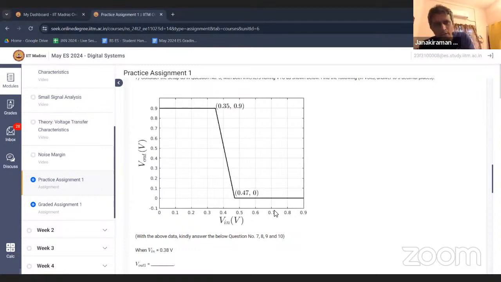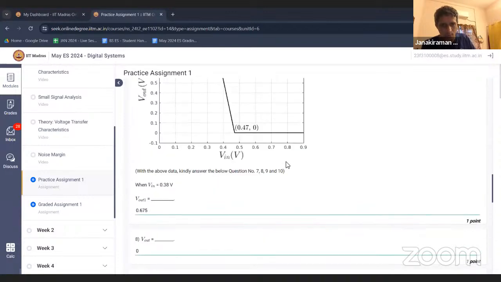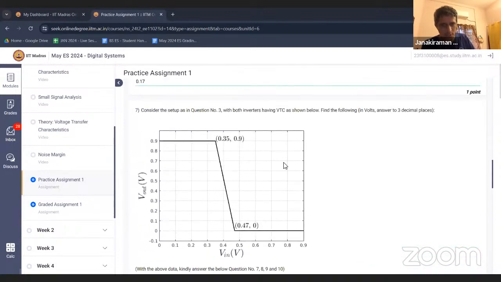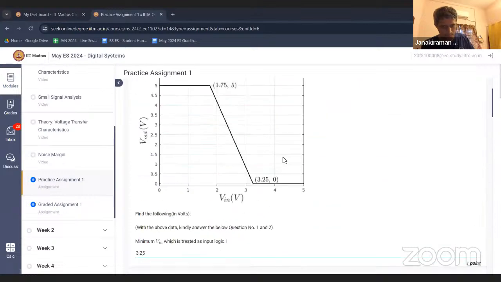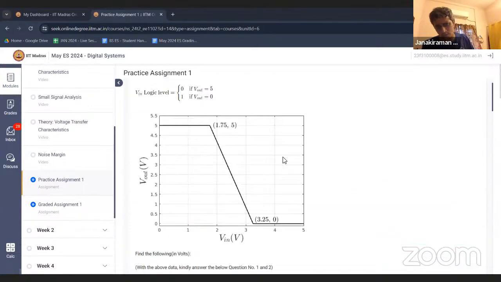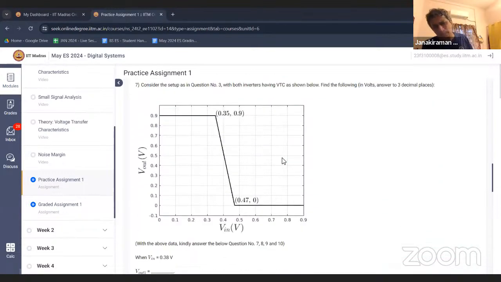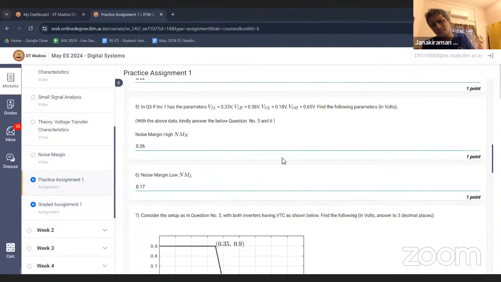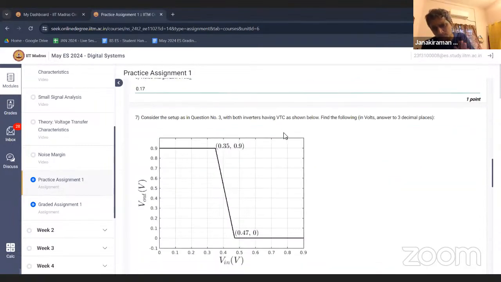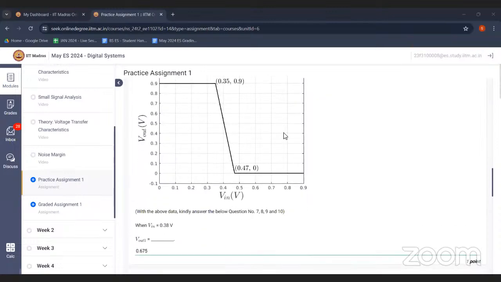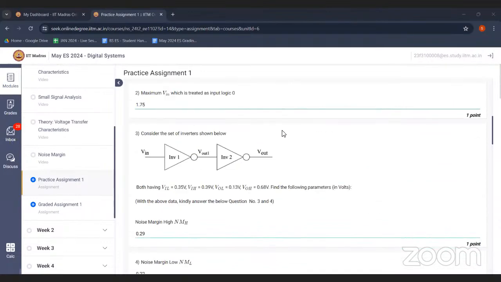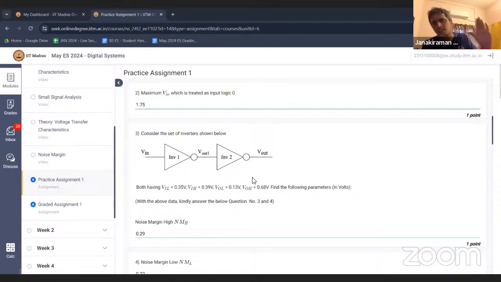Whoever is sharing this, can you go up and show that figure? There is a figure associated with this, no? Down. Yeah, up. The two inverters. Slightly up. Maybe the third question, I guess. Third or fourth. Yeah, this is the picture, right? Same thing: V in, V out 1, V out. V out 1 is that intermediate node.